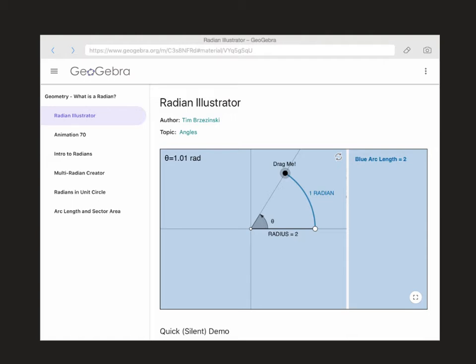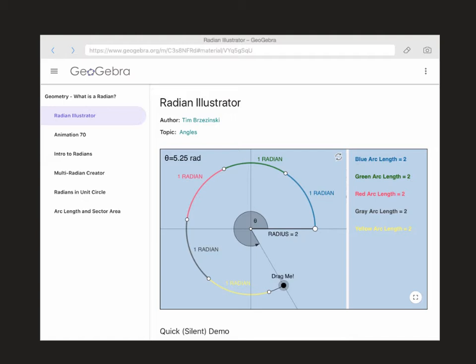So let's have a look at how many radians fit around the circle. So I can continue to drag that around. There's another radian, so that's 2 radians, 3 radians, 4 radians, 5 radians, 6 radians, and a little bit more. In fact, the little bit more, if I put that up straight, is 6.28 radians. Now this is rounded off.